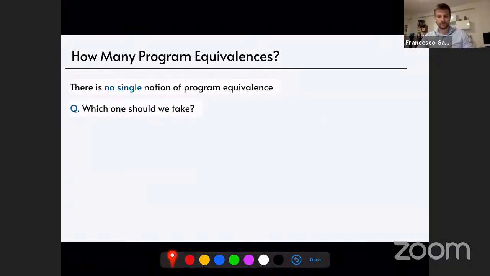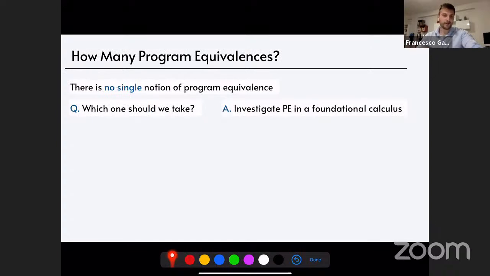Okay, so we have extensional analysis of programs. We have more or less seen how looking for program equivalence is a good way to perform this sort of analysis. But the truth is that there is not just one notion of equivalence. It's not hard to realize that there are many of them. And so the question is, which one should we take? To answer this question, the best way to go is to investigate program equivalence in a foundational calculus. So we pick a foundational calculus, we define some notion of equivalence on it, and see what happens, if the definitions are good enough, what we can prove about these equivalences, and so on and so forth.